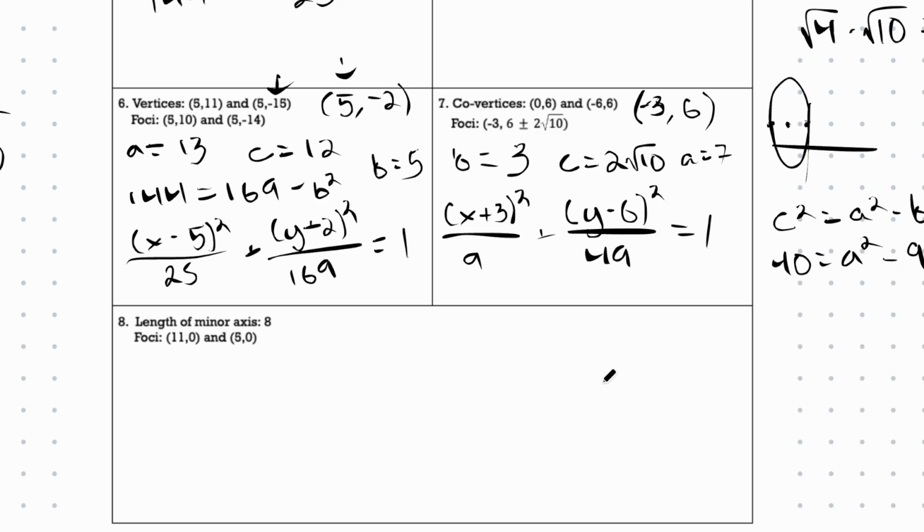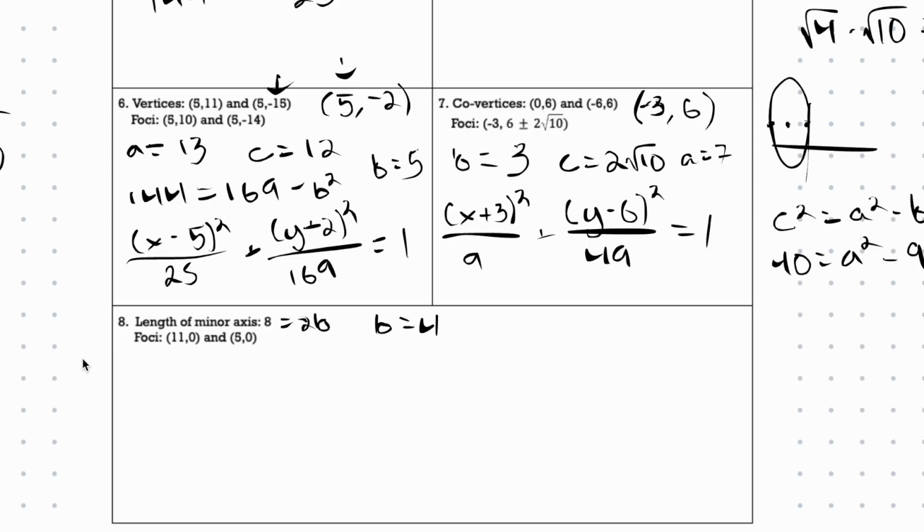Okay, our length of our minor axis is 8. That's going to be equal to 2b, right? Our minor axis is always equal to 2b, so b is going to be equal to 4. Got that, easy. Our foci are 11, 0, and 5, 0.